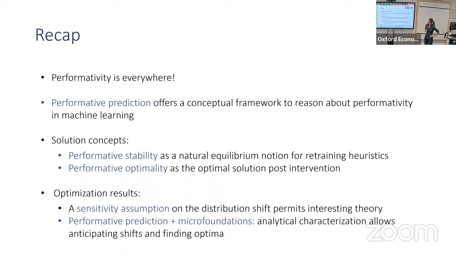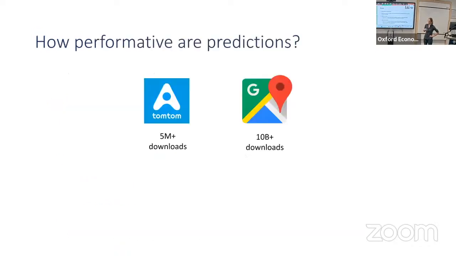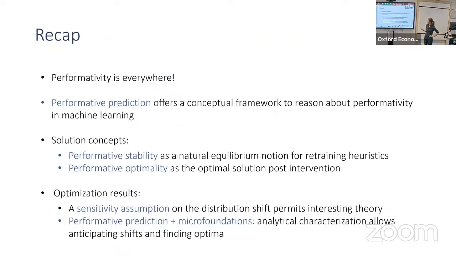Cool. What I've talked about so far is performativity. I hope to have convinced you that it's very important, and if you make prediction problems in social context, you should think about it. You probably knew that before, but I think it's an important concept. Performative prediction offers a nice abstraction to talk about it. We have seen different solution concepts and optimization challenges, the tension around the sensitivity assumption, and modeling approaches. Cool.